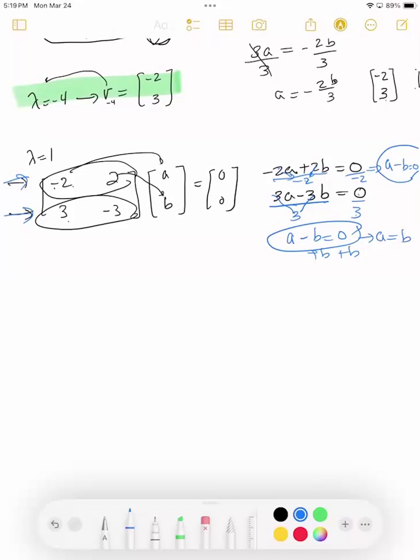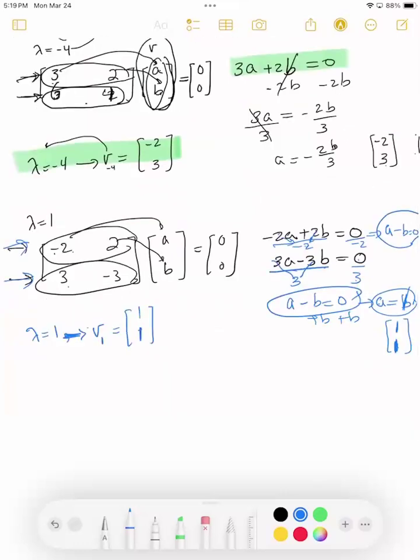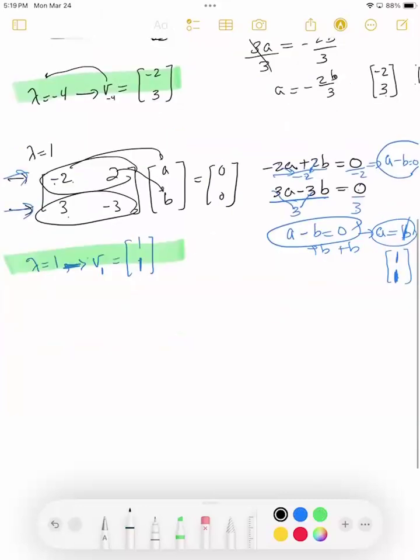I want to create a vector from this AB. So remember, I let B equal to 1. If I put 1 here, I get A is also 1. So lambda is equal to 1. I get a vector for that lambda that gives me 1 and 1. So what do I do with these? Oops. What do I do with these? I have now my solution.